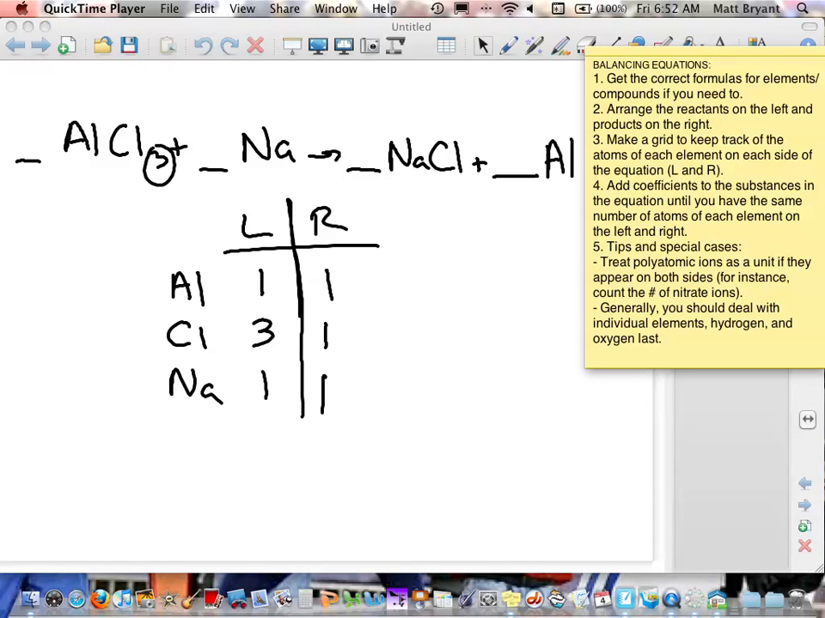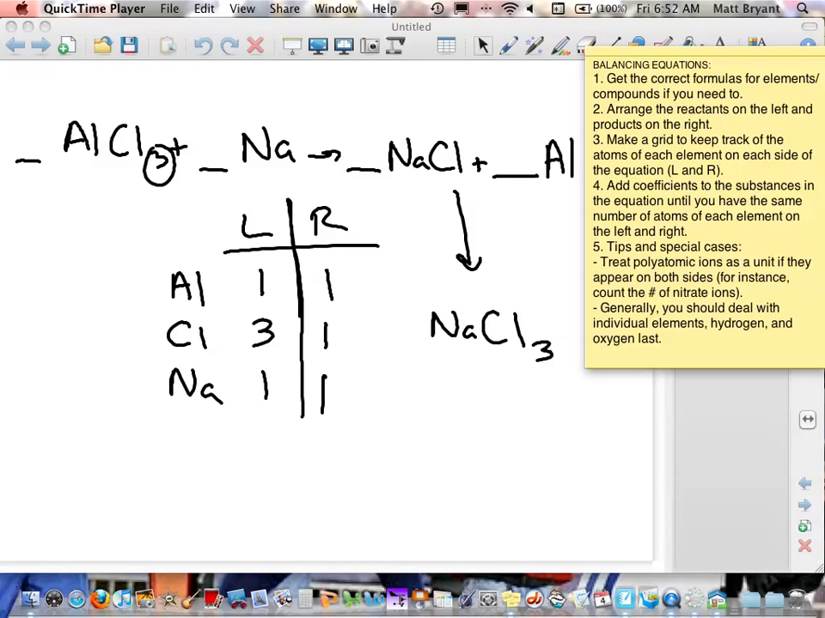Like I said, the whole goal of balancing equations is to make sure you have the same number of atoms on the left and right sides of the equation. To do that, we can never, ever change the formula of the substance. For instance, because we have 3 chlorine atoms on the left, I would be tempted, because I don't want to figure out the real formula, to just put a 3 on NaCl and call it NaCl3.